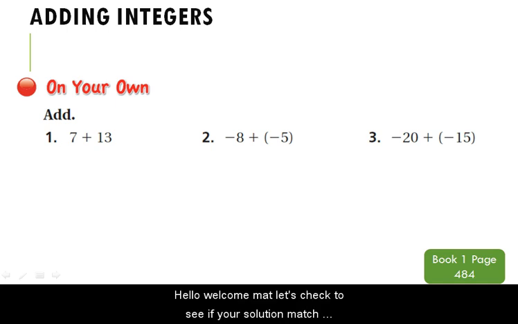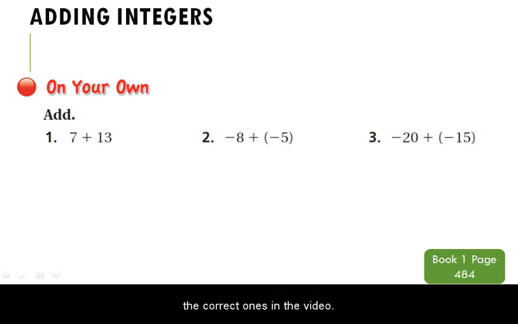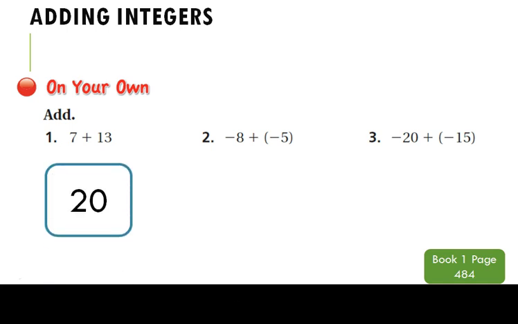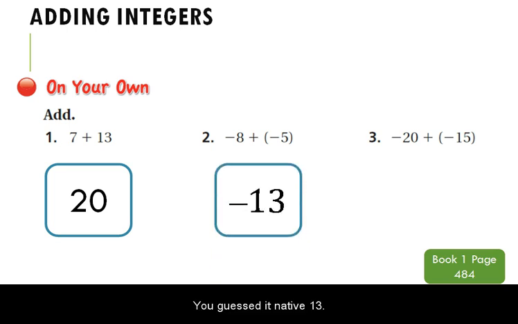Hello, welcome back. Let's check to see if your solutions match the correct ones in the video. 7 plus 13. This is something we're really familiar with. The result is 20. How about number 2? -8 plus -5. You guessed it, -13. And finally, question 3, -20 plus -15.